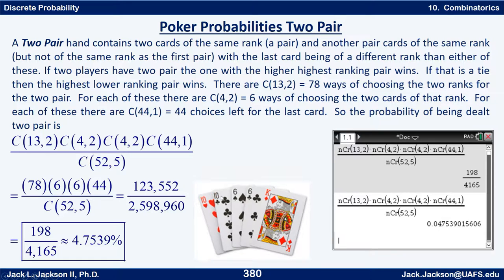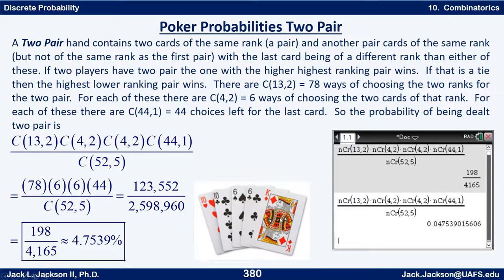Okay, so how many ways can you make 2 pair? Well, let's see. So we want to choose the 2 ranks. Well, there are 13 ranks to choose from. We're going to choose 2 of them. That's 13 choose 2, which is 78 different ways of picking the 2 numbers for the 2 pair. Once you pick the 2, for the first one there are 4 cards, and we're going to choose 2 of them for that pair. So that's 4 choose 2 or 6 ways to do that. Similarly, 4 choose 2 or 6 ways for the other one.